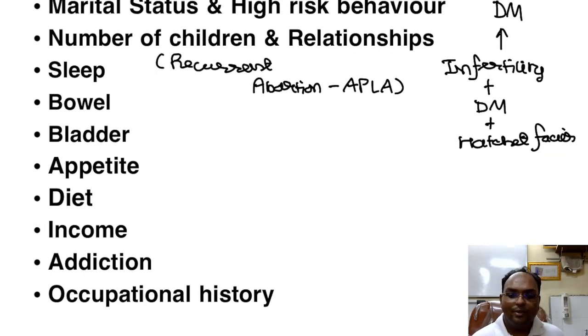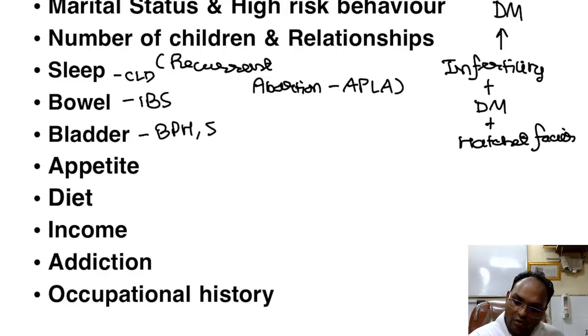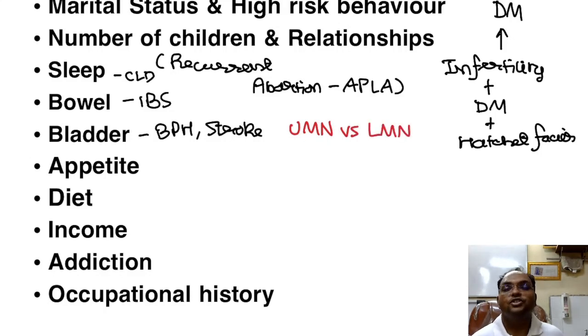Altered sleep pattern, CLD. Altered bowel pattern, IBS. Altered bladder pattern, BPH, stroke. Over here you will need to know what is the UMN bladder versus LMN bladder. UMN bladder is spastic bladder. LMN bladder, shock stage, overflow, dribbling. So urge incontinence is UMN bladder. LMN bladder is overflow incontinence.